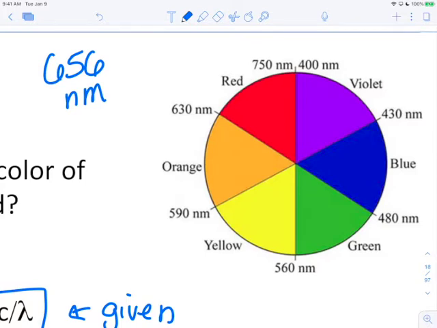Excellent. So I see lots and lots of reds. Excellent. So here red starts at 6:30 and ends at 7:50. So somewhere inside of here would be 6:56. All right. Any questions on how we found the color or anything else here?